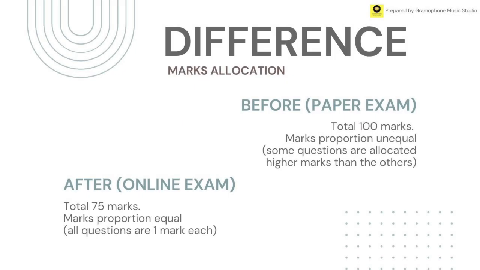Next, the paper-based exam has a total of 100 marks and the marks proportion is unequal, which means some questions are allocated higher marks than others. Whereas in the online exam, the total would be 75 marks and all the marks proportions are equal, which is 1 mark each.